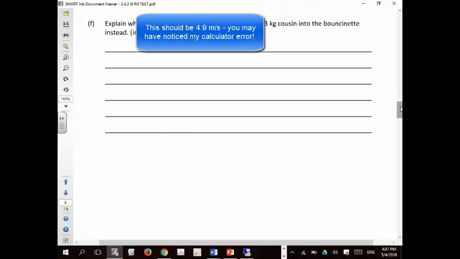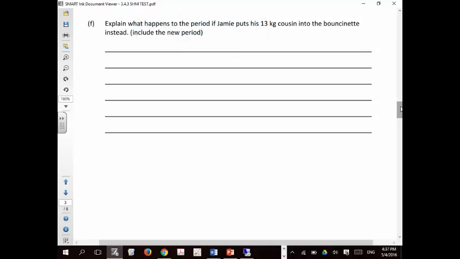Explain what happens to the period if Jamie puts his 13 kg cousin into the bouncy net instead and include the new period. So mass will increase, double.